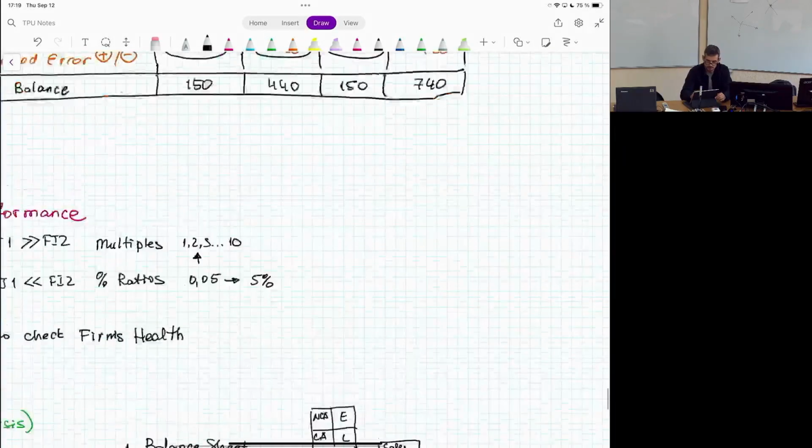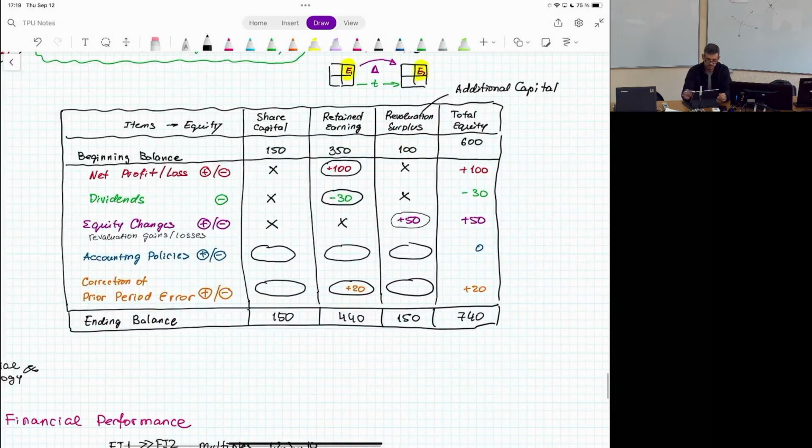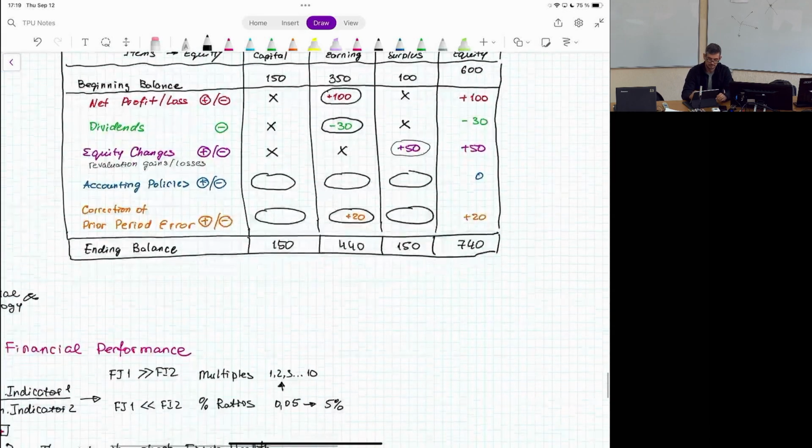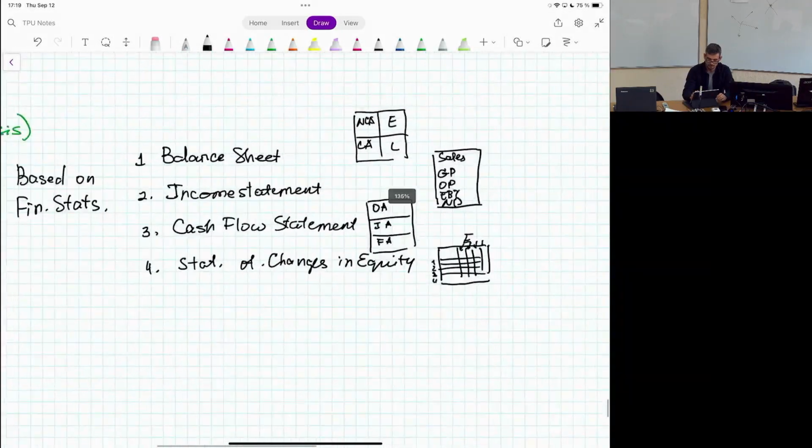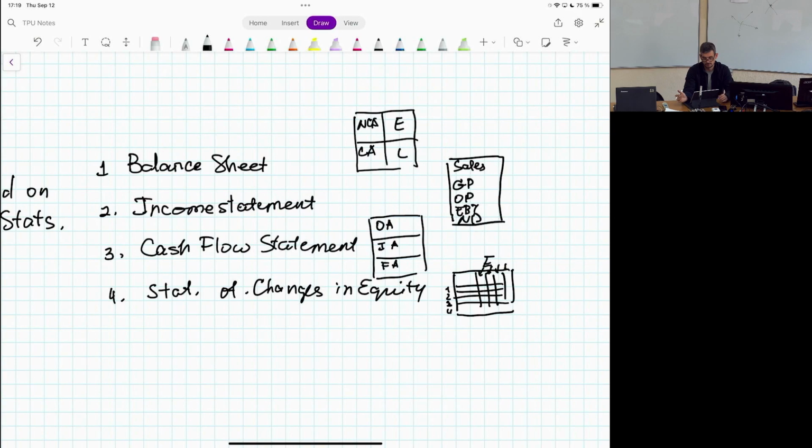By the way, here it is. Look, this is this matrix when we studied it. See, at the top we have the types of equity. To the right we have the beginning balance and items that change equity. So this is the picture of each of the balance sheets.